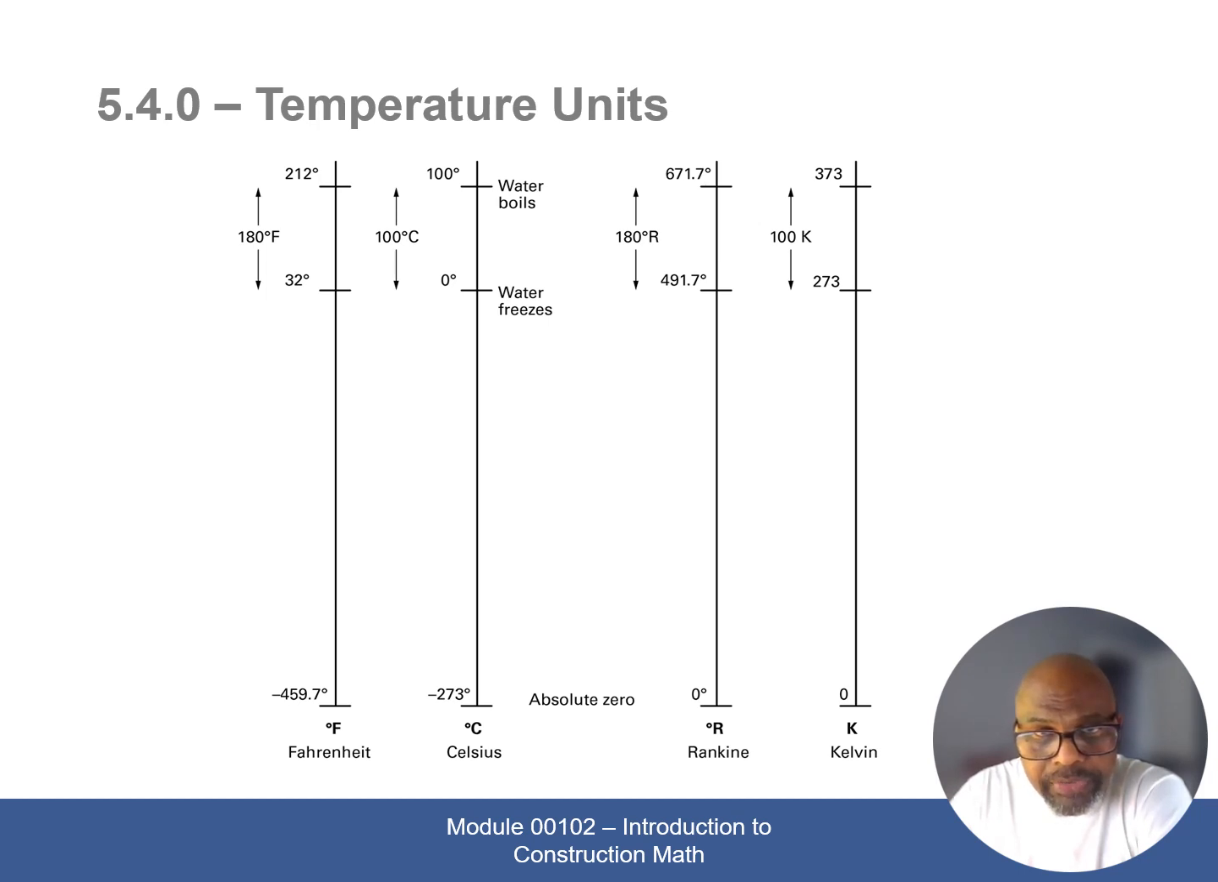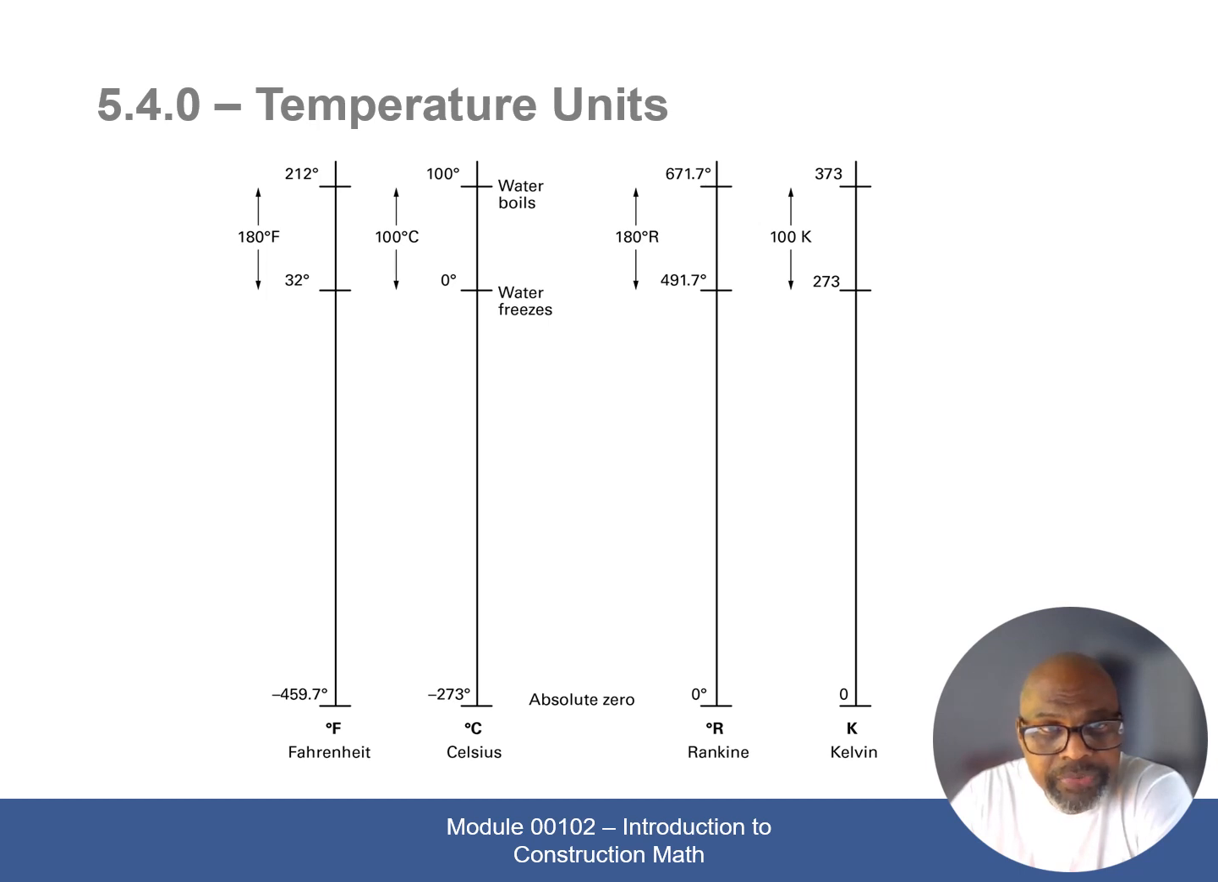And so the Rankine, I would say, is more equivalent to the Fahrenheit scale. The Kelvin scale is more equivalent to the Celsius scale. So if we look at these, you can see the equivalency of each one of these. So we know 32 degrees in Fahrenheit is the freezing point of water.